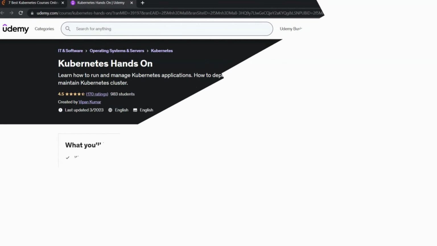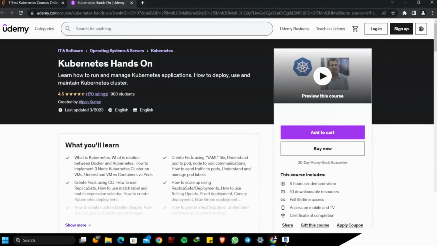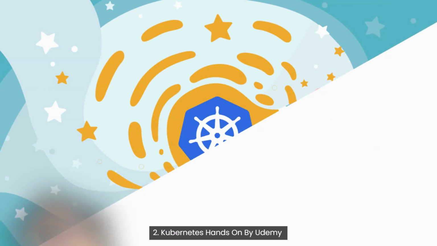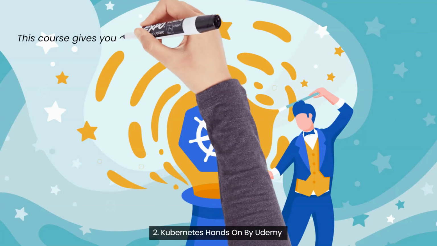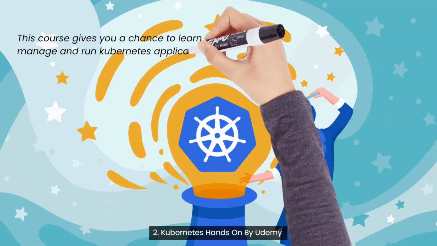Second course, Kubernetes hands-on, by Udemy. This course gives you a chance to learn how to manage and run Kubernetes applications step by step. Topics covered are Kubernetes installation, Kubernetes pods, replica sets, Kubernetes deployments, Docker custom images, different Kubernetes deployment strategies, health probes, cluster, node port, load balancer.